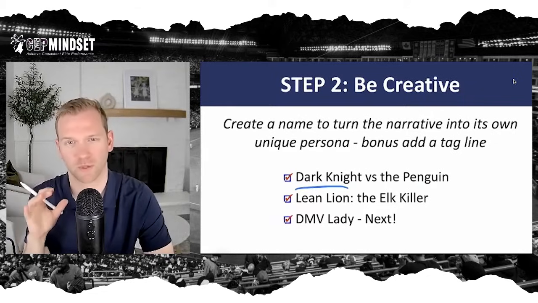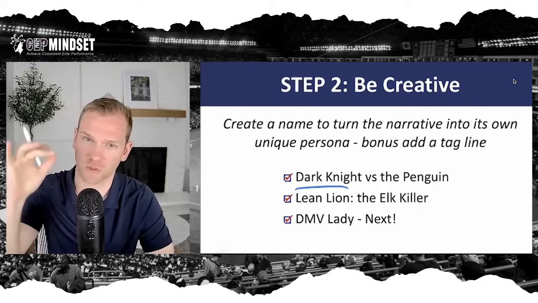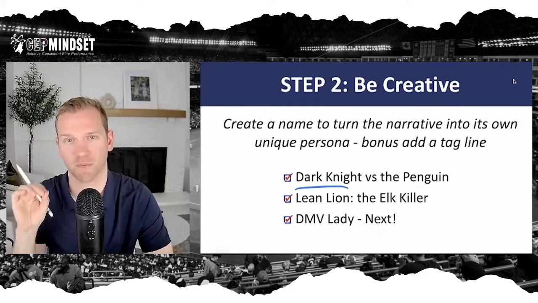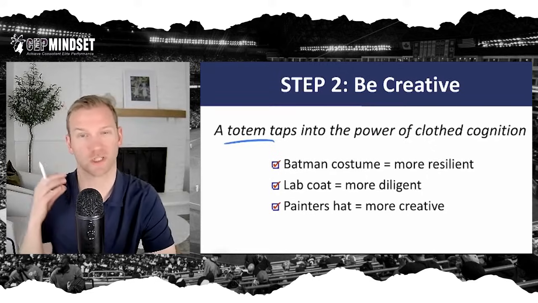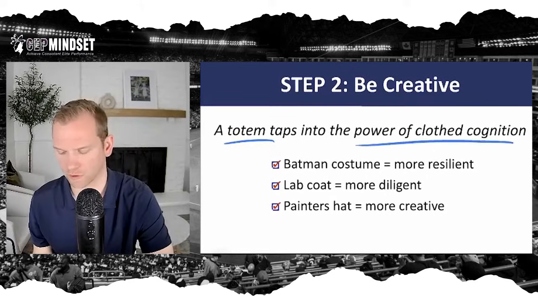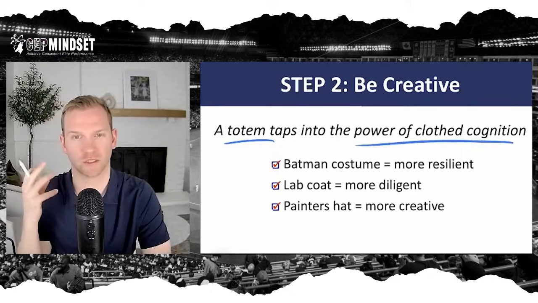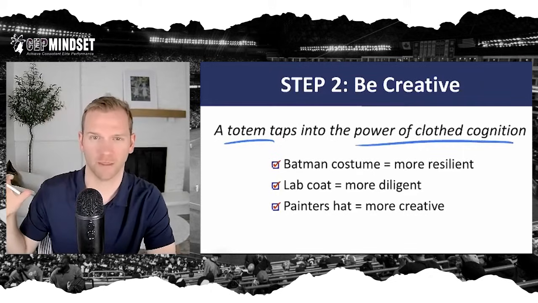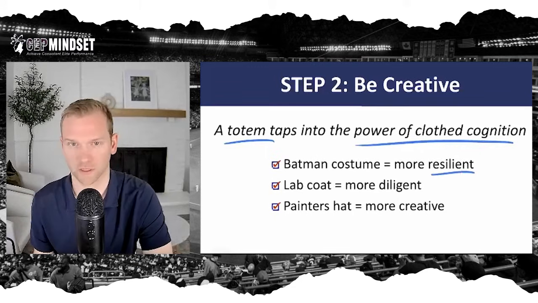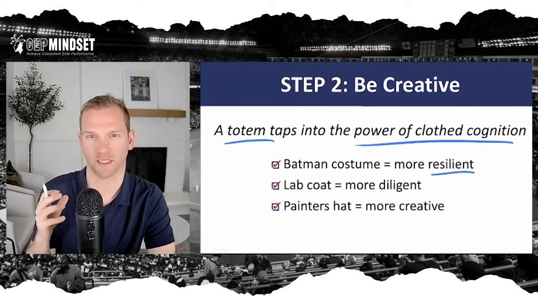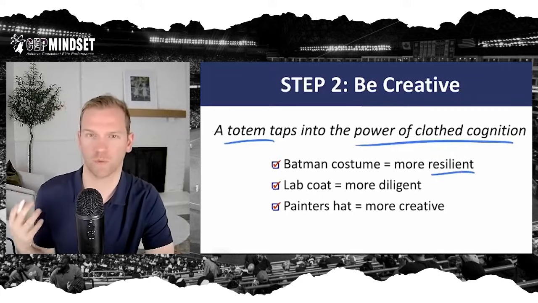Again, your goal and the premise here is for you to tap in, be creative, playful, and find something that clicks for you in both the story and the narrative, as well as now the name and persona. And the last part to be creative around is tapping into a totem, which Todd talks a lot about. It's the power of clothed cognition, which means when you put something on, you embrace this association with that clothing or item. Classic examples: you give a kid a Batman costume, they'll become more resilient. You give a kid a lab coat and tell them they're a scientist, and they'll become more diligent. You give them a painter's hat, they'll become more creative.